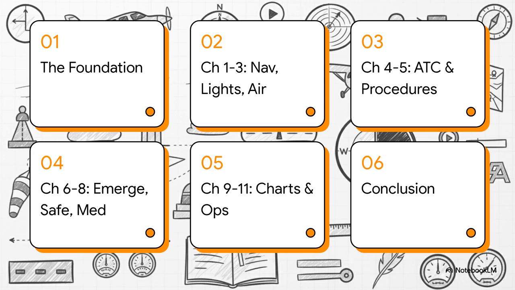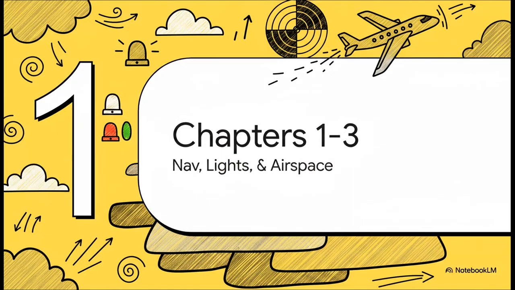We will proceed through the manual in a few logical sections. We'll start with the fundamentals in chapters 1 through 3, then discuss air traffic control and procedures. After that, we'll cover emergencies, safety, and medical facts, and finally, charts and special operations before we conclude. Let us begin with the first section, which covers chapters 1, 2, and 3.